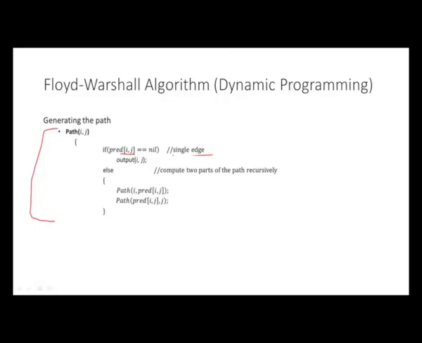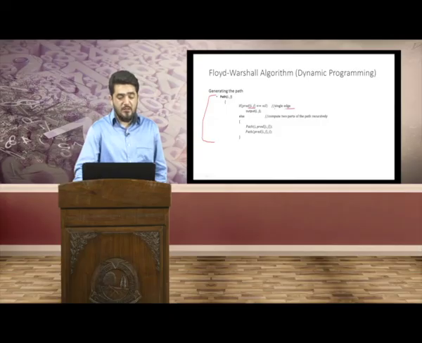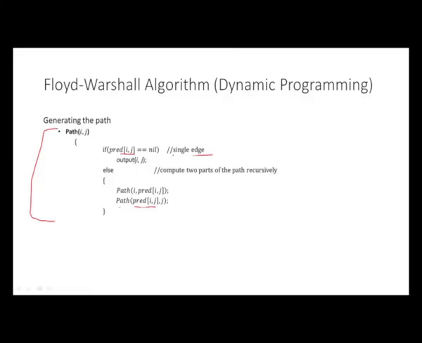Now in case it is not nil, then we'll have to generate the path from i to that k and the path from that k to that j. So the two subpaths that we were talking about earlier, i to k and k to j. We'll display that recursively again till we finally find the solution to it.